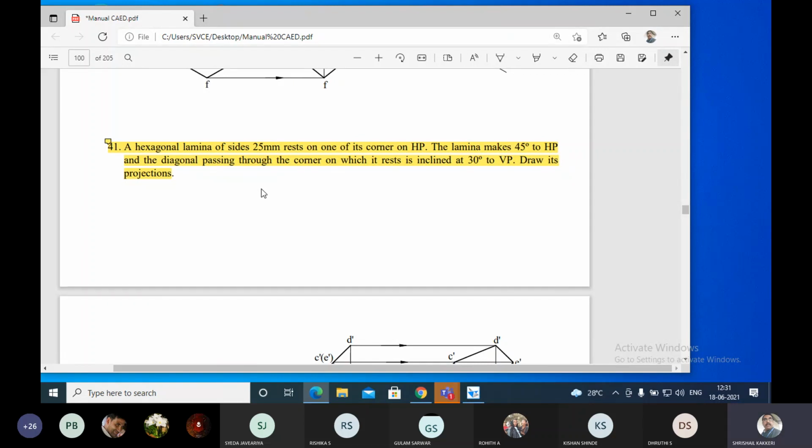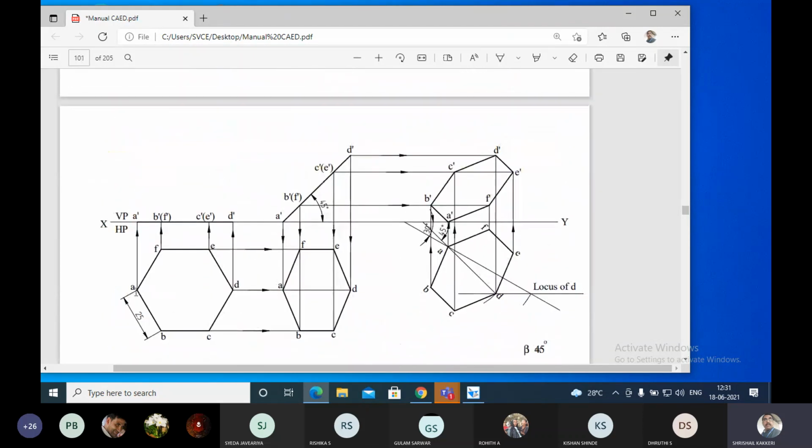The lamina makes 45 degree to HP. The diagonal which passes through the corner on which it rests is inclined at 30 degree to VP. You can see that it is resting on one of its diagonals, on one of its corners. The surface of the lamina makes 45 degree here, and AD is the diagonal which passes through the corner on which it rests. So it makes an angle of 30 degree with respect to the vertical plane.